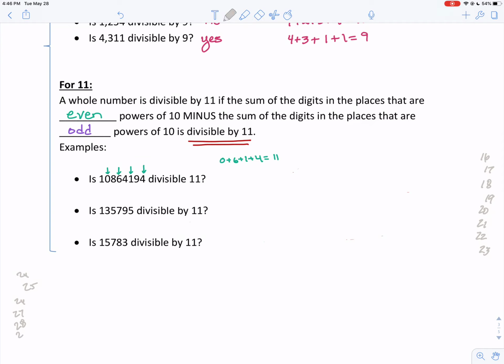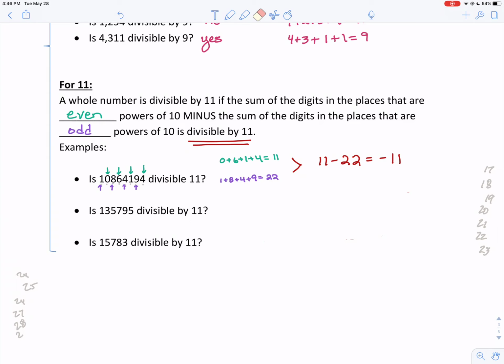So this number, remember, was in the 10 to the 0 power, 10 to the 1, 10 to the 2, 10 to the 3, 10 to the 4, and so on. Okay, so we're just going to do every other one. So I'm going to add up all those green numbers and I get 11. Now I'm going to add up the opposite ones, 9, the 4, the 8, and the 1, and I get 22.